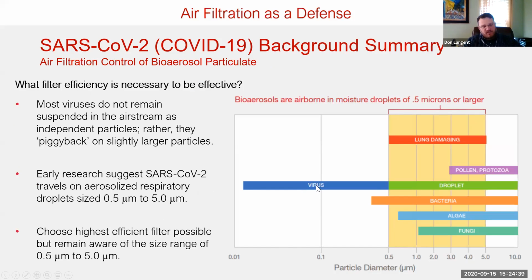But the size of the virus isn't really the point. The virus needs a carrier particle, whether it's phlegm, respiratory moisture, or a skin particle. It needs something to piggyback on to allow it to be transmitted and carried on. Those particles tend to be between 0.5 micron and 5 microns, what we're calling bioaerosols. The smaller the particulate, the longer it will stay airborne. Whether it stays effective as a biological agent depends on UV exposure, as we learned in the prior presentation, as well as a host of other characteristics. But essentially, the particles we're interested in are from 0.5 micron up to the 5 micron size range.